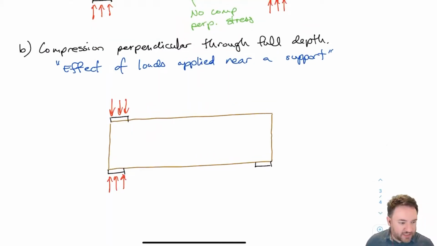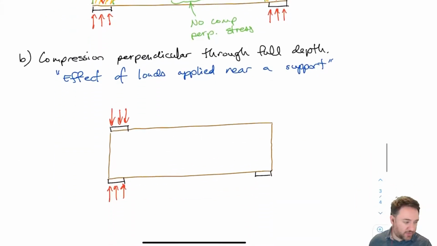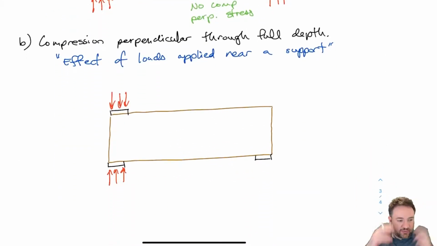So let's say that this time I have a similar kind of beam, maybe the same geometry, but instead of the load being applied near the middle like it was up here, now the load is applied near the location of a support. This is not the only case where I'll run into this kind of situation, but it's the most common case, which is why the standard calls this the case for effects of loads applied near a support.